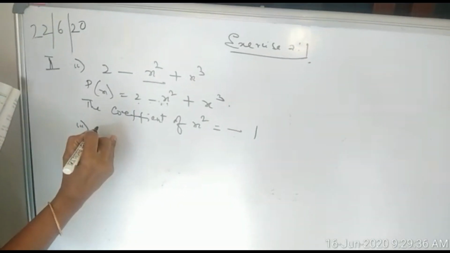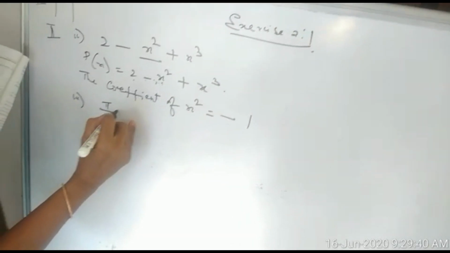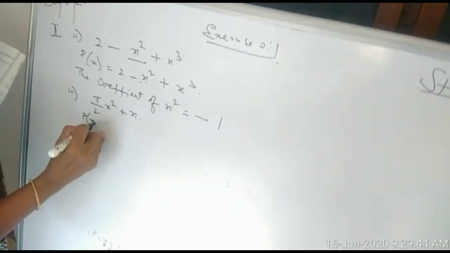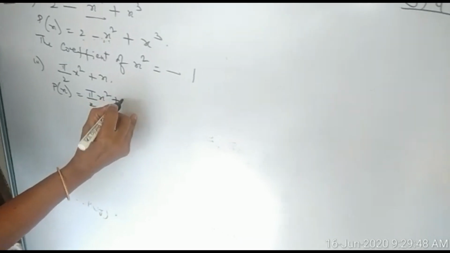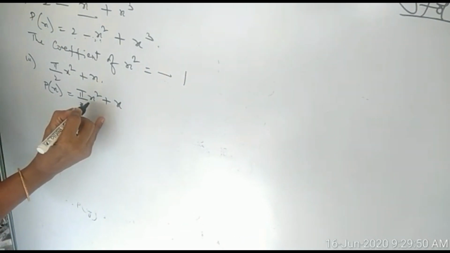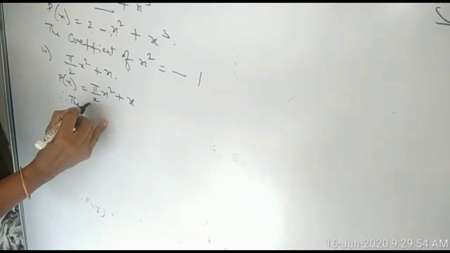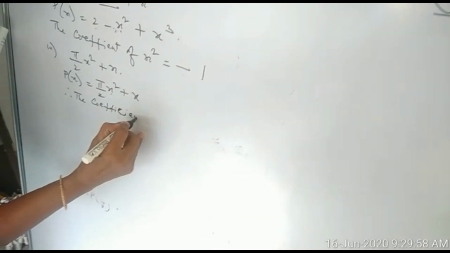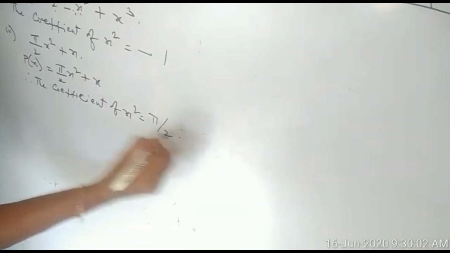Third bit, children, pi by 2 x square plus x. The polynomial in x is pi by 2 x square plus x. What is the coefficient of x square? The coefficient of x square is equal to pi by 2.